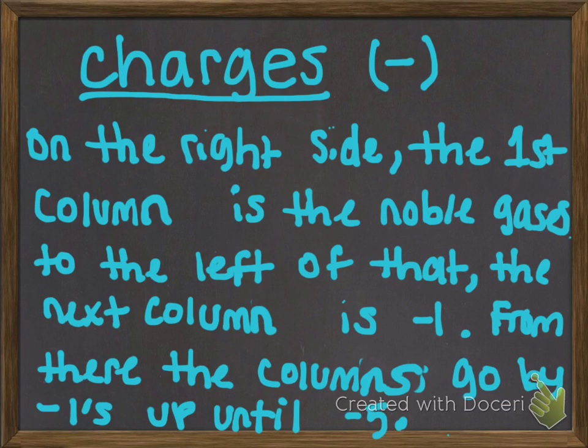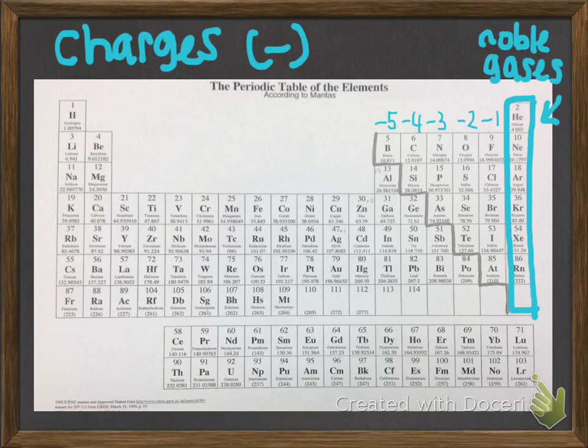Negative charges. So this pertains to the right side of the periodic table. In the rightmost column, we have the noble gases. Those have no charge. But to the left of that, we have a -1 charge in that column. And then you go by -1s to the left until you get to -5. So those are the negative charges. So here you see on the right you have the negative charges up until -5 and the noble gases. So they go by 1s up until -5, moving to the left.